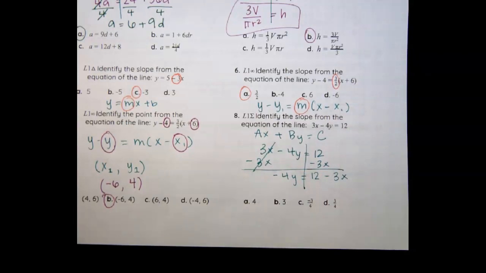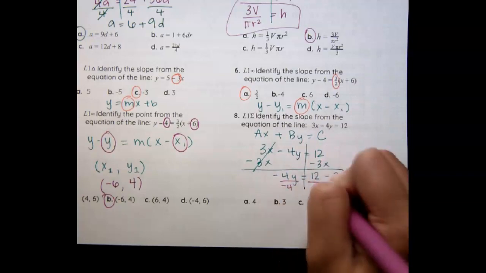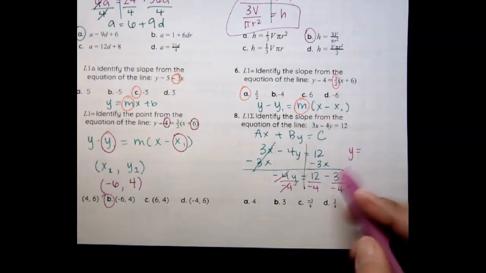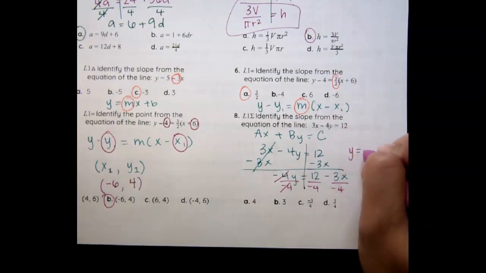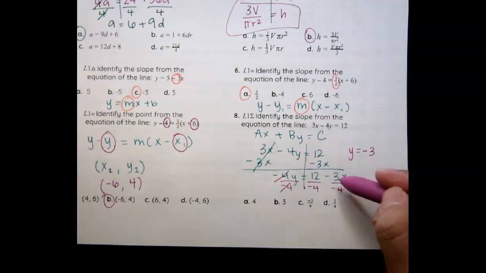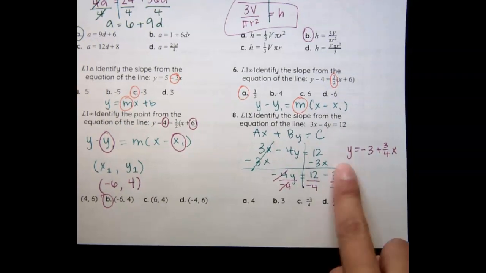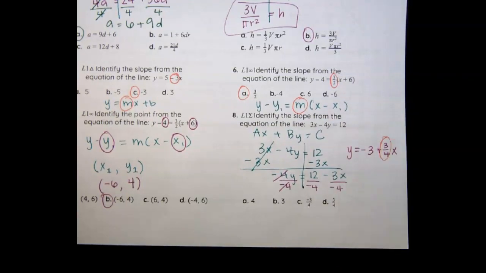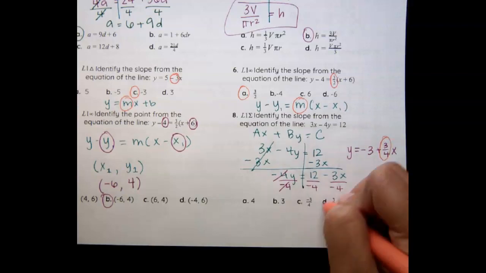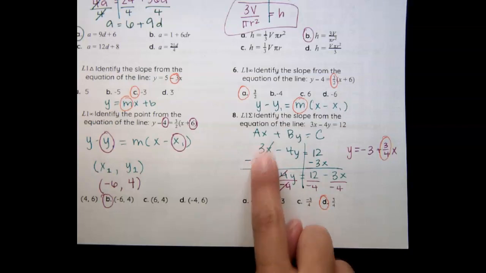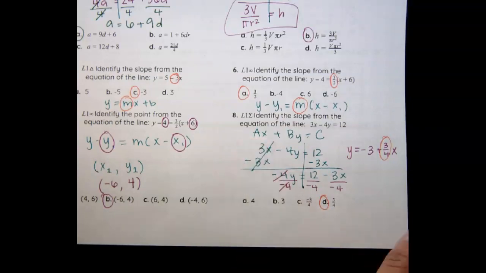Y is not by itself yet. I need to divide everything by -4. That cancels that out. So then I have y equals 12 divided by -4 is -3. -3 divided by -4 is +3/4. Don't forget the x. Now that I have y by itself, all I do is look in front of x to find my slope. The slope is 3/4. So don't tell me the slope is 3 just because you looked in front of x. That variable in front of x is not m. It is a.